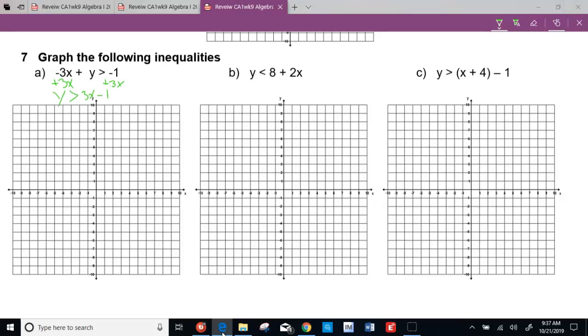Negative 1 would be my y-intercept, so I go down to negative 1. 3, or 3 over 1 as a fraction, would be my slope. Up 3 over 1, up 3 over 1, up 3 over 1.